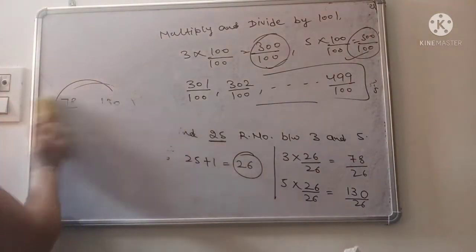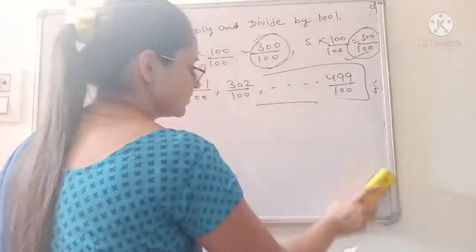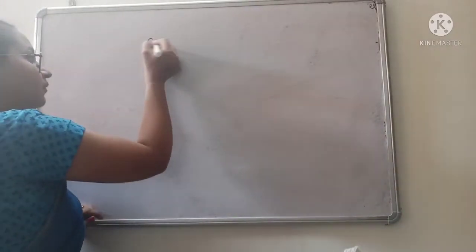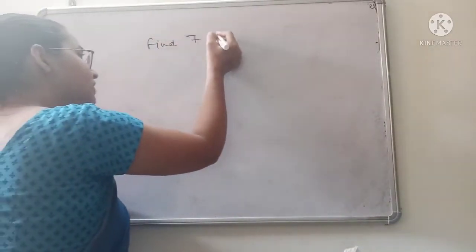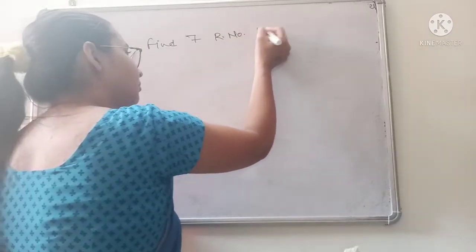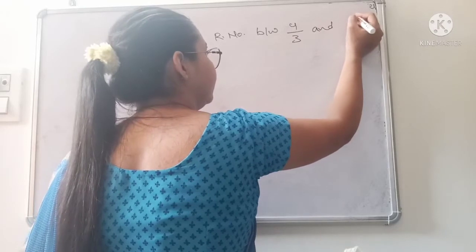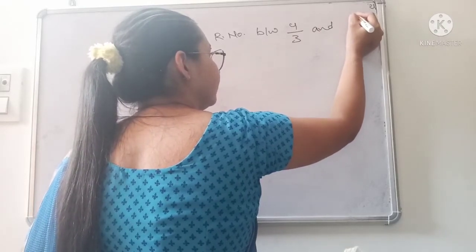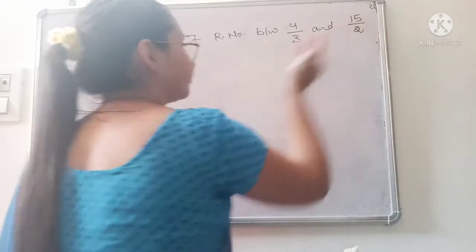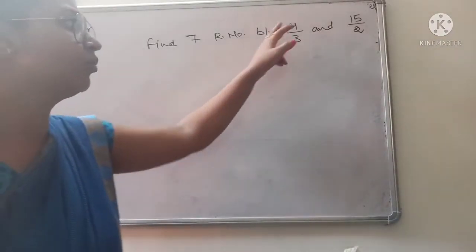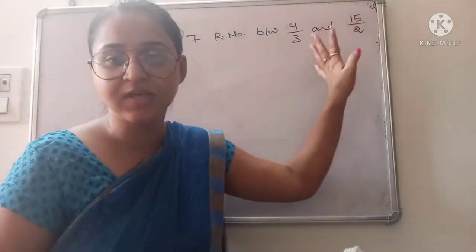Now next type is, if we are asked to find 7 rational numbers between 4 upon 3 and 15 upon 2. First of all, these are in the form of p by q. These are fractions, these are rational numbers.